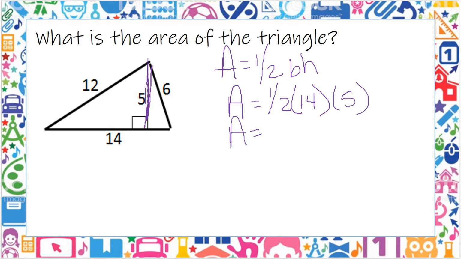So 1/2 times 14 gives me 7. 7 times 5 gives me 35. And this would be units squared. Units in area are always squared because you're multiplying one side length times another.